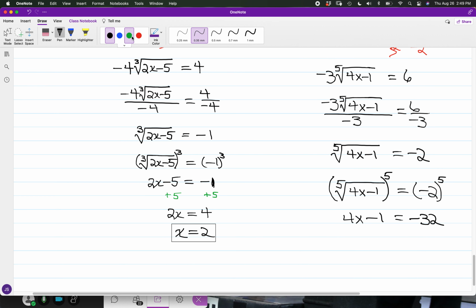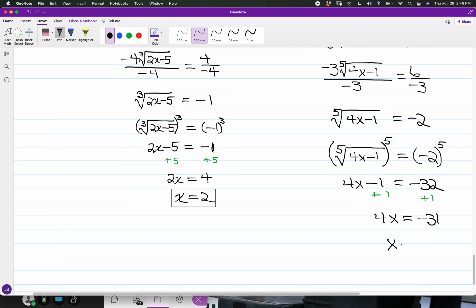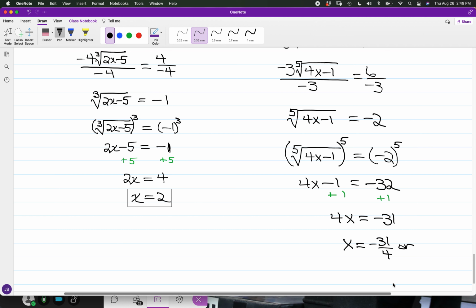And getting the x by itself, upon adding 1, we're going to have that 4x is equal to -31, and with division by 4, you can express it as a fraction, and since like a calculator result, the decimal is going to end at the second place, we can also write this as negative 7.75.